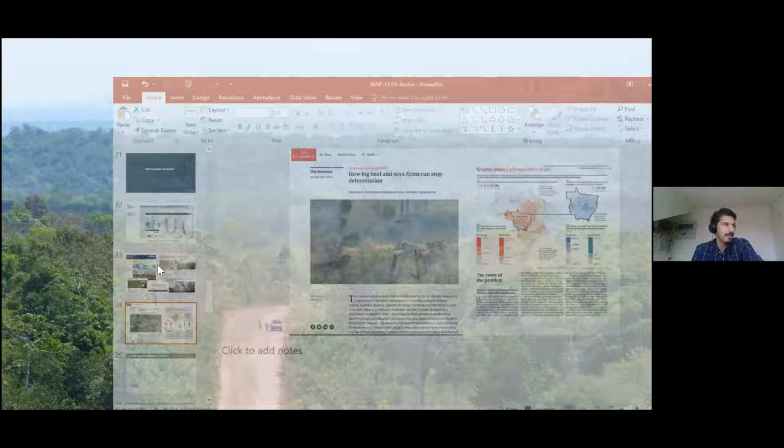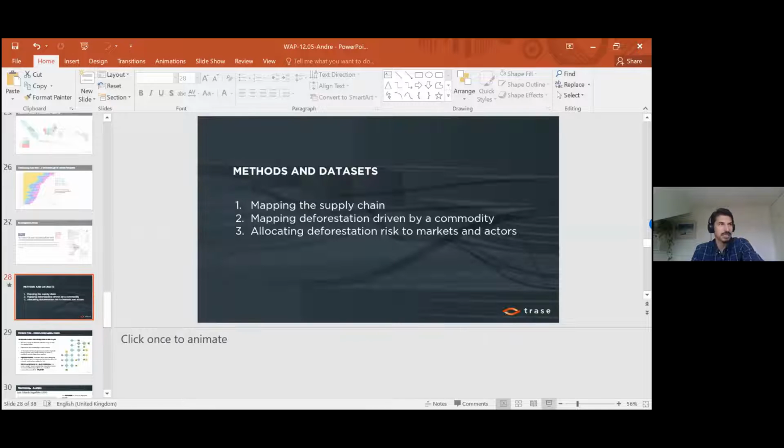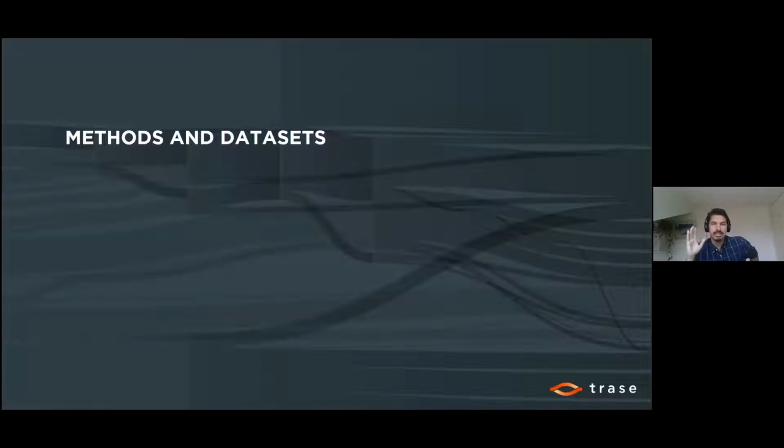Sure, yes. So I will quickly go through the methods behind all this data. The important thing to mention from the start is that there is no spatially explicit data connecting commodity flows from farm to processing facilities, to the ports of export and to the consumer market. So we had to use the datasets that were publicly available to reconstruct those supply chains at scale.